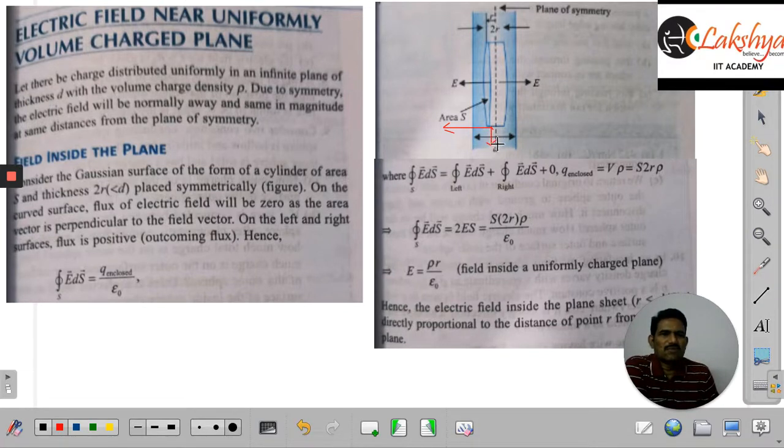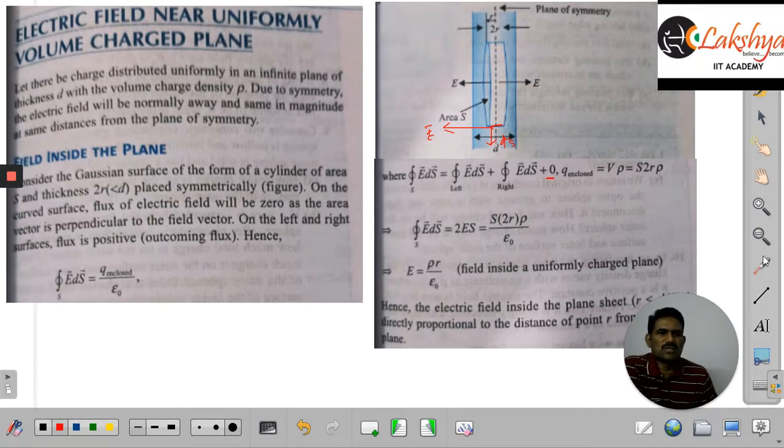So the electric field, that means this is our ds value here, and the electric field will be along this direction due to the plane of charge. And so for this curved surface, the flux passing through the curved surface is 0. So that is nothing but what I have mentioned here as 0, right? Now similarly the charge enclosed, I am writing here.